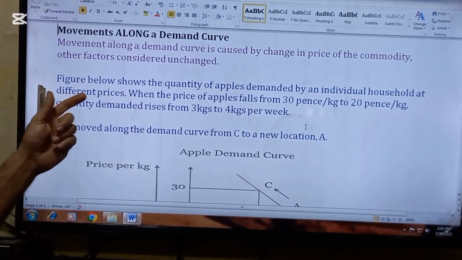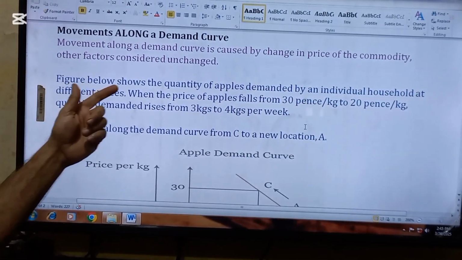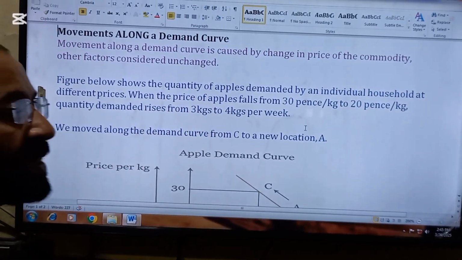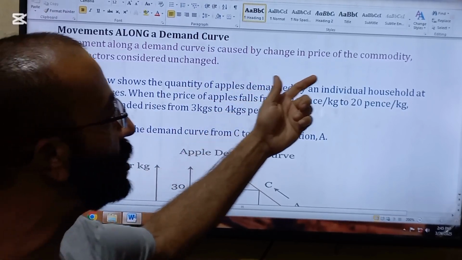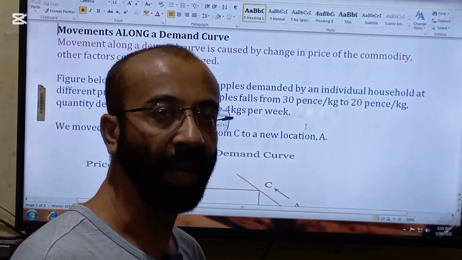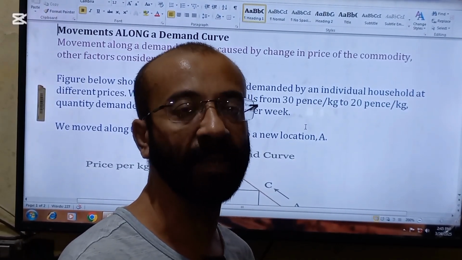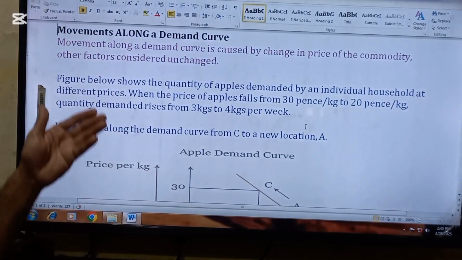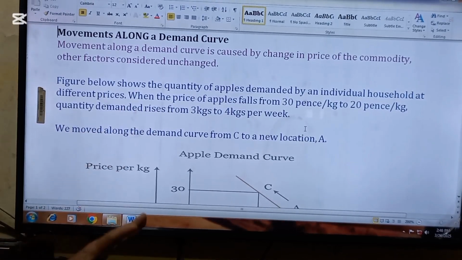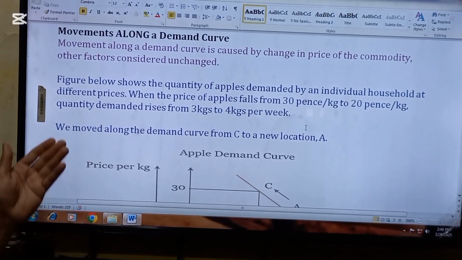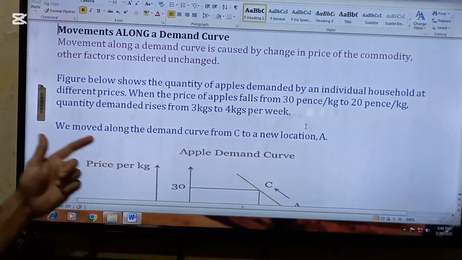Concentrate yourself. Movement along a demand curve is caused by a change in the price of the commodity, other factors considered unchanged. Remember one thing in Business Studies and Economics: movement along the demand curve is always due to a change in the price of the commodity. Like, with a rise in the price, less will be the demand, and with a fall in the price, more will be the demand. And remember one thing, all other factors are considered unchanged. We suppose that the other factors remain unchanged.